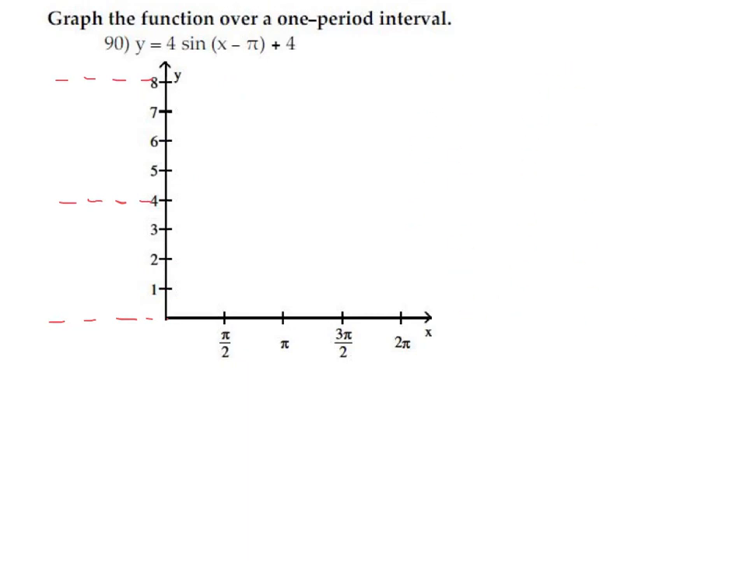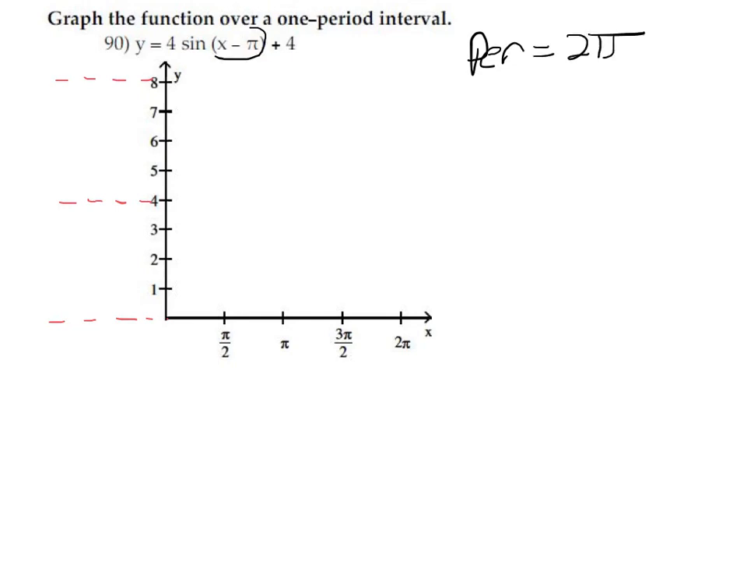Now we just have to figure out how far it alternates, how fast it alternates, etc. The period of the sine wave is usually 2 pi. If there is a coefficient of the x, you divide by that. But in this case we don't, so the period is 2 pi.